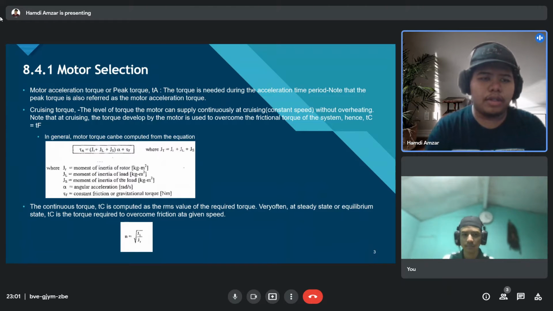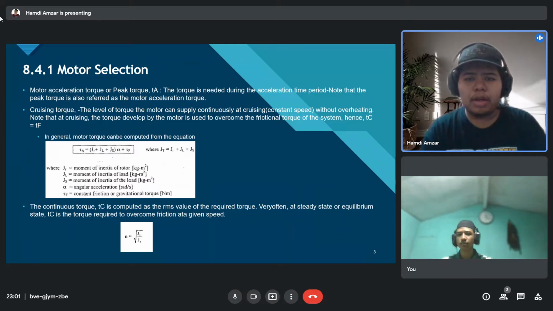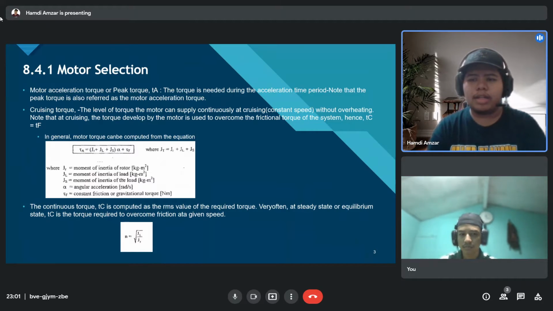Next is cruising torque. The level of torque the motor can supply continuously at cruising or constant speed without overheating. Note that at cruising, the torque developed by the motor is used to overcome the frictional torque of the system. Hence, Tc equals Tf.